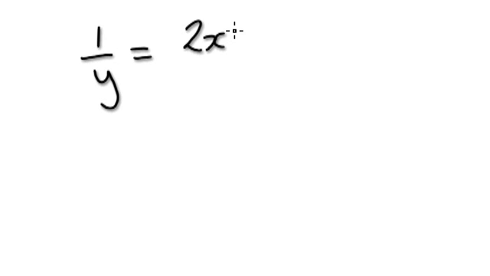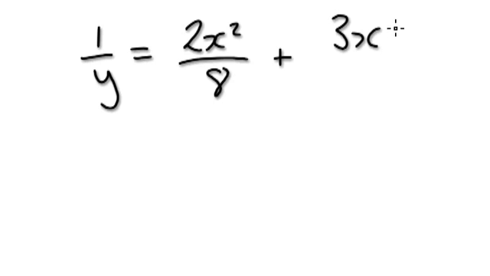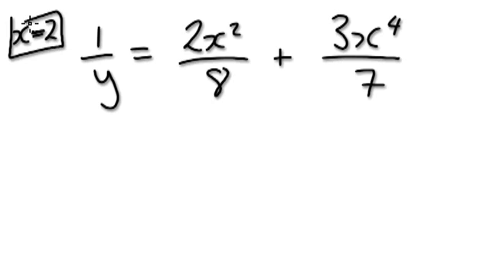Now it's your turn to practice. I'm going to give you this one here. 1 over y equals 2x squared over 8 plus 3x to the power of 4 over 7, and you're told that x equals 2. So work out y. So press pause and have a go.